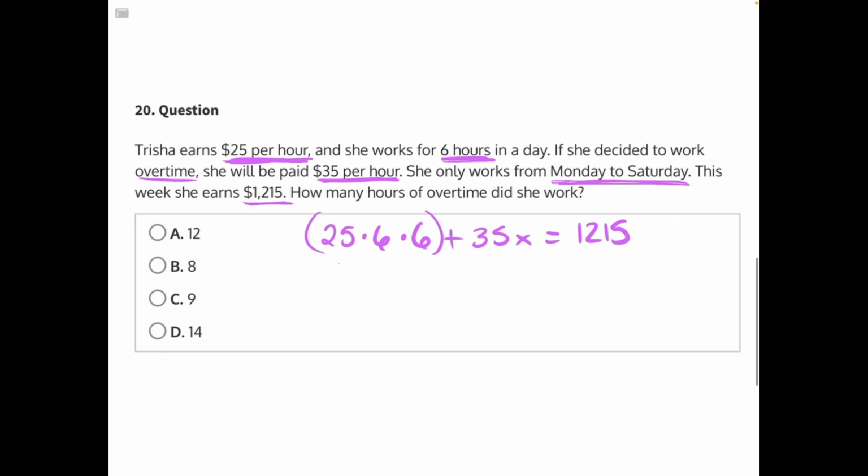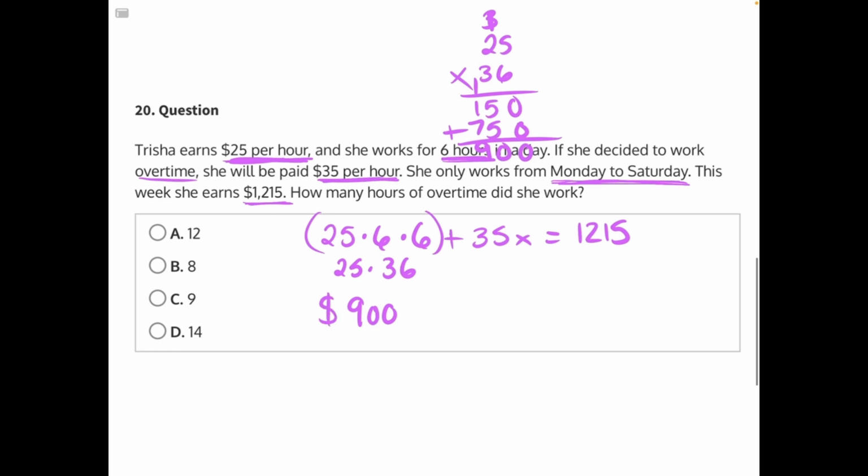6 times 6 will give us 36. 25 times 36: 6 times 5 is 30, write 0, carry the 3. 6 times 2 is 12, plus 3 is 15, so 150. Placeholder 0. 3 times 5 is 15. 3 times 2 is 6 plus 1 is 7. 0, 0, 9. So $900 is how much money she made without overtime. Plus overtime will equal 1,215.